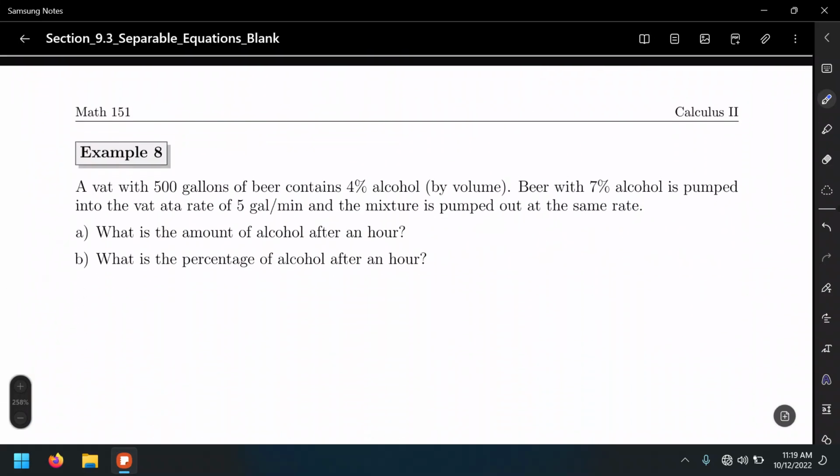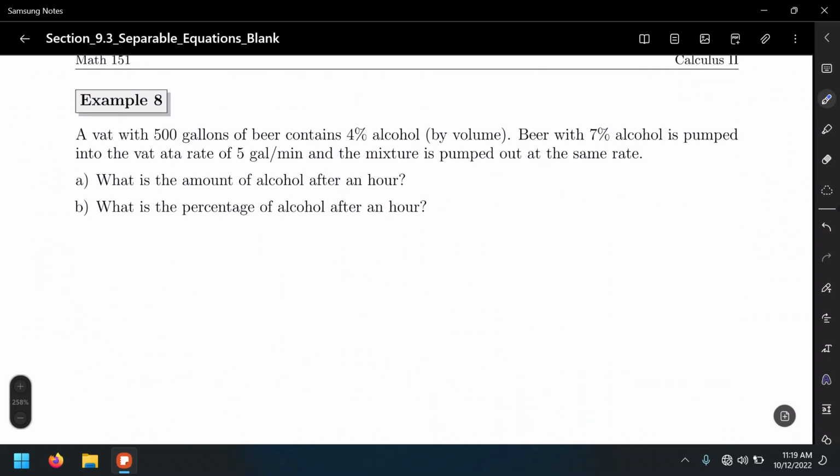Let's do another example. Example number 8. So what do we have? We have a vat with 500 gallons of beer that contains 4%.